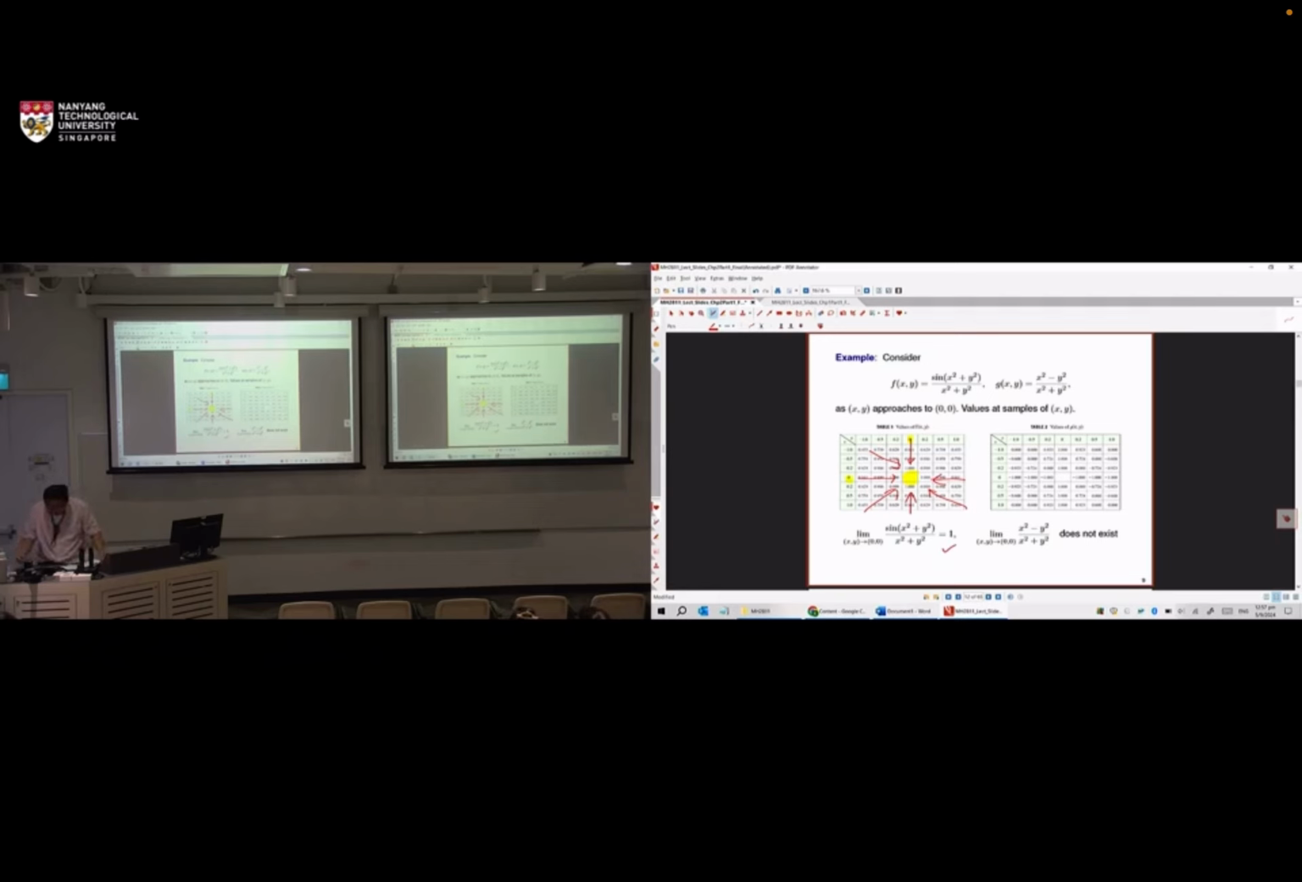Now, for this other guy, the g function, you can see very clearly when you're approaching (0, 0) from here it is 1. Approaching (0, 0) from here it is negative 1. Game over already. You're talking about limits in the single variable world, right? The left limit and right limit must be the same for you to give the limit answer.